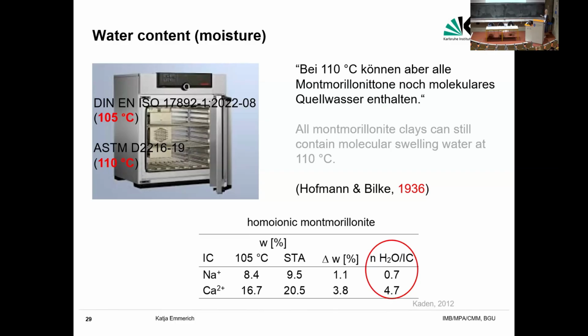then you see up to 4 to 5 water molecules per interlayer cation remain in the sample. So if you determine the water content of a bentonite at 105 degrees Celsius, you measure a number, but that's not the water content. And this is important if you want to balance anything or calculate dry density, saturation, whatever is interesting for the use of bentonites, for instance, in radioactive waste deposits in the engineered barrier system.